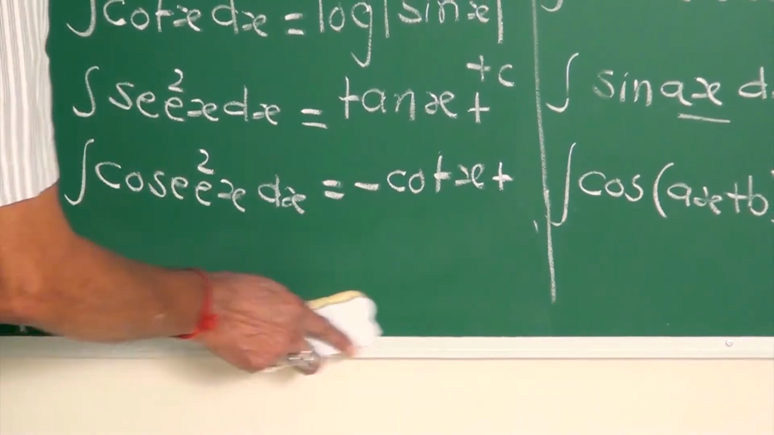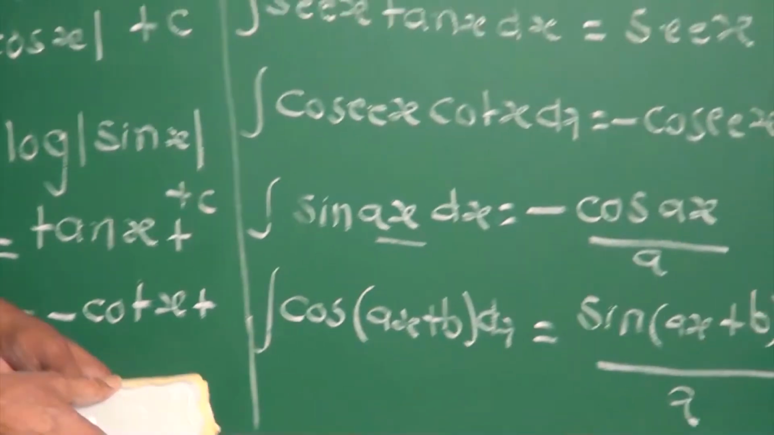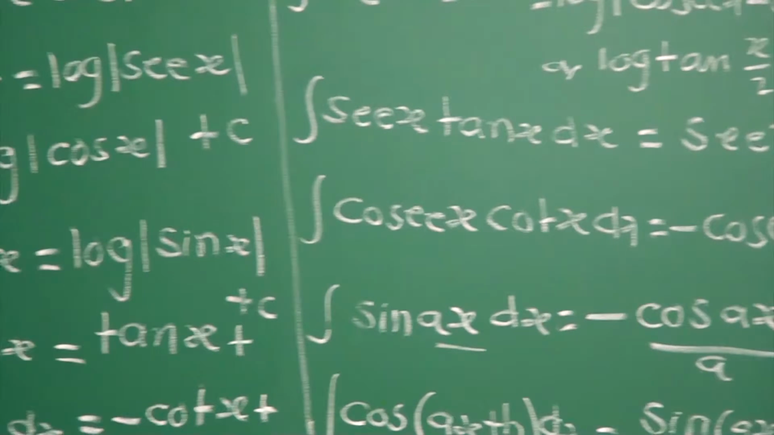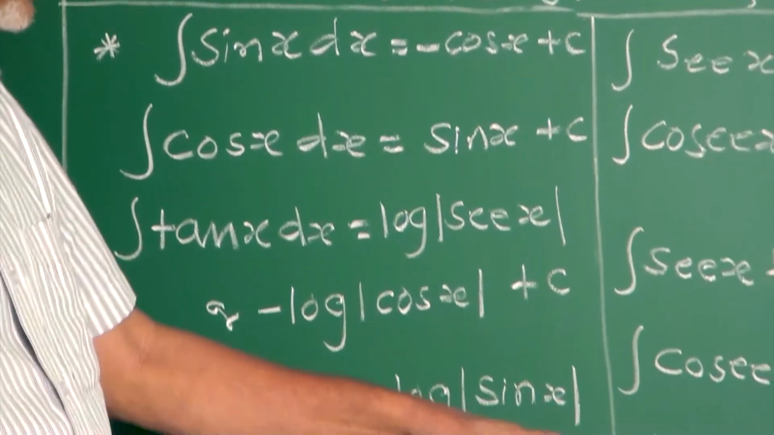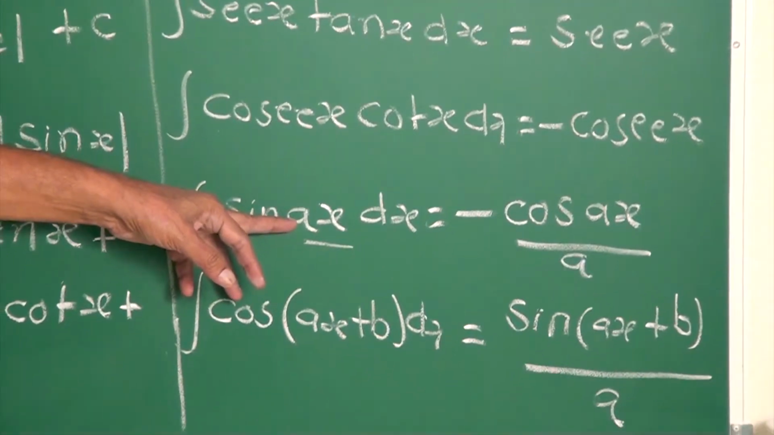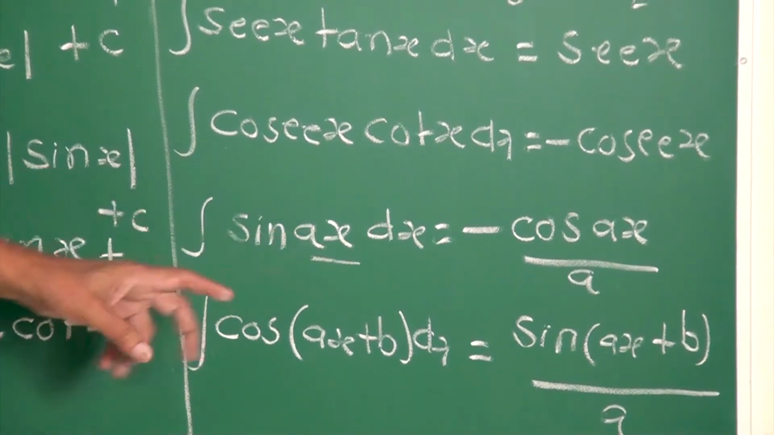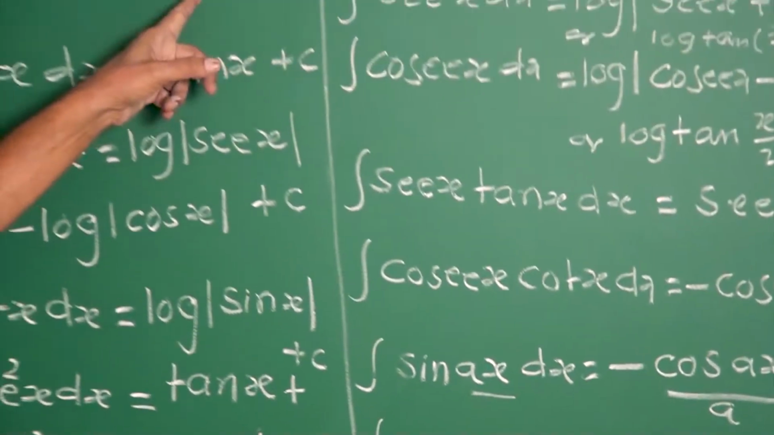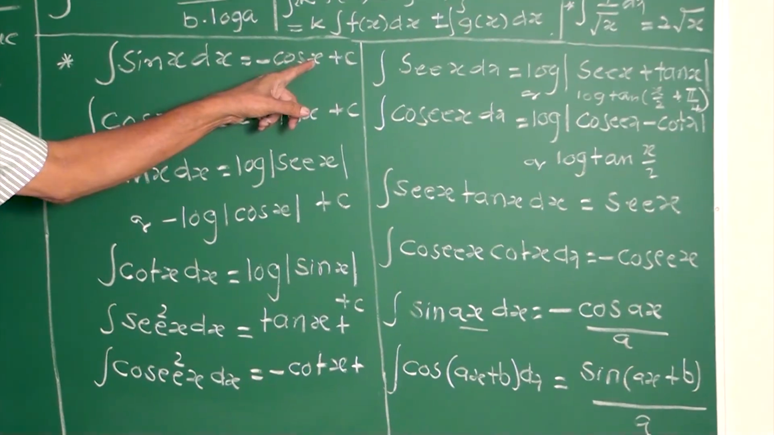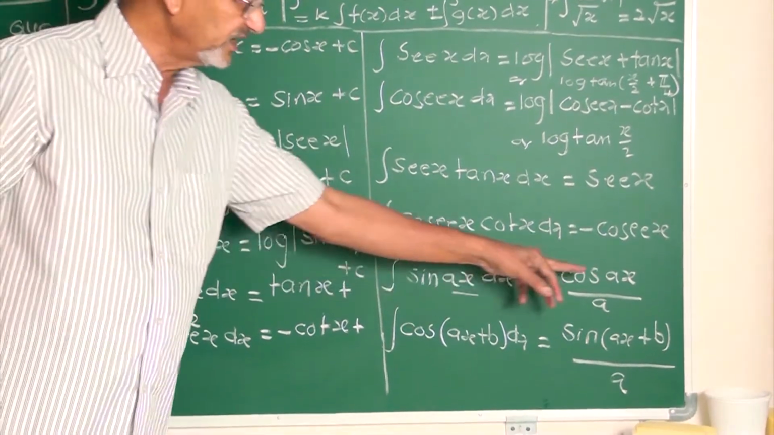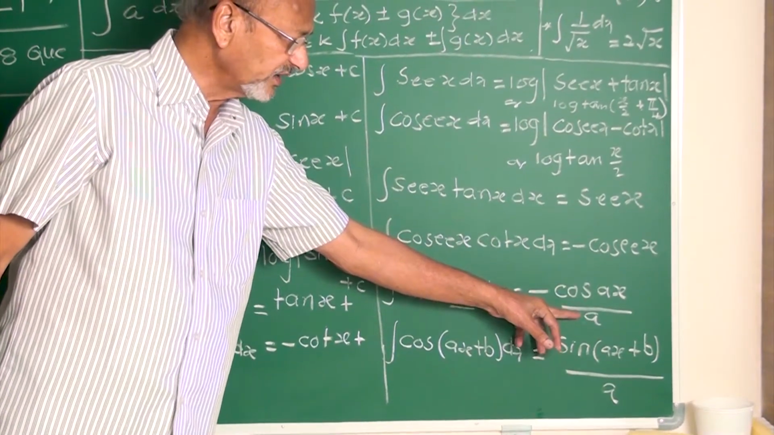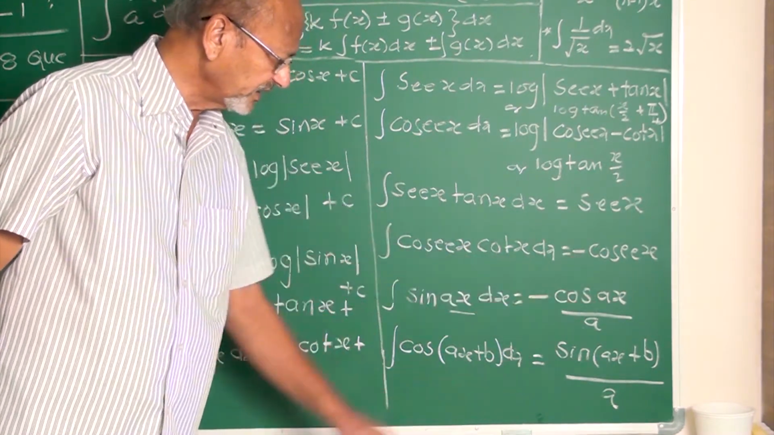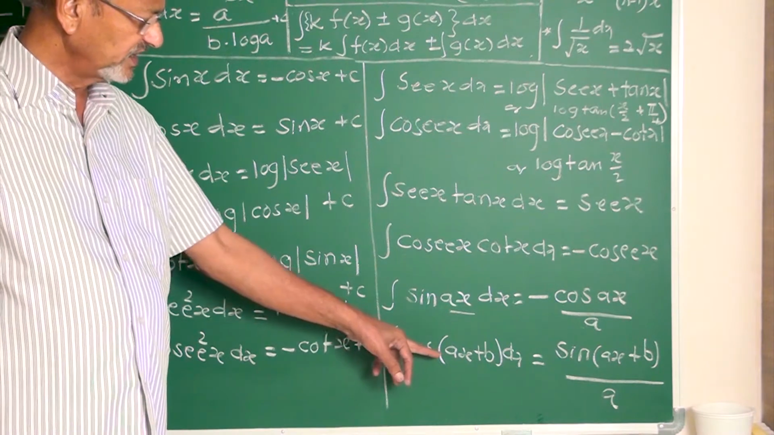Here I have taken the angle other than x. In all these cases, what is the angle? x. But in this case, it is other than x. Other than x means what? It is ax. In such cases, what is the integral of sine? Minus cos. Whatever the angle is, you have to write it. If it is x, you write x. If it is ax, you write ax. Divide by the coefficient if it is other than x. What is the coefficient? a. Divide by a. Next, the integral of cos ax plus b.